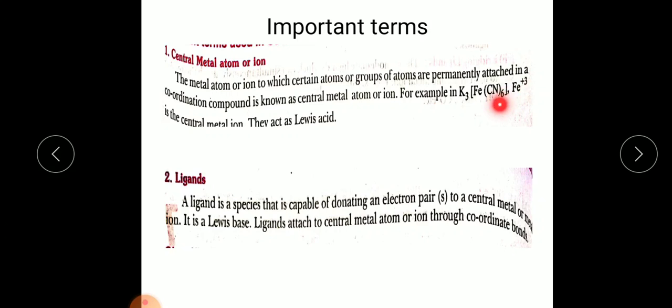Ligand means the groups that are attached to the central metal atom. A ligand is a species that is capable of donating an electron pair or pairs to a central atom or metal ion. Ligands are classified based on the number of coordination sites or the number of electron pairs they donate. For example, a monodentate ligand donates only one electron pair. Example, ammonia NH3, which has one lone pair of electrons, phosphine PH3, similarly H2O. All these are monodentate ligands, which have one donating site.